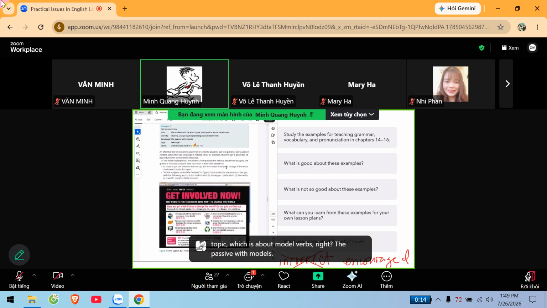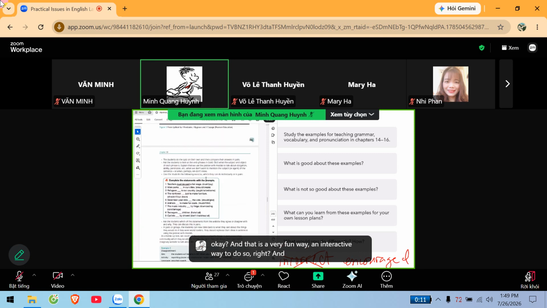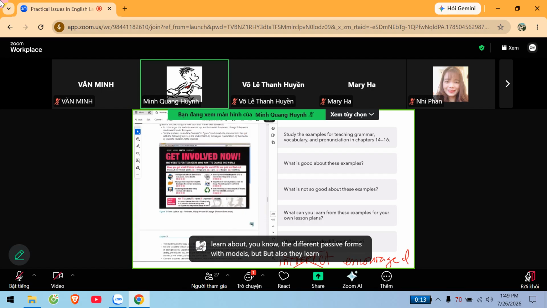So I agree with Group A that this is a very good example of how to teach grammar in context. And it is a very fun and interactive way to do so, right? The students not only learn about the different passive forms with modals, but also learn how to express their opinions and ideas, and think about the problems of the world. All right, good one. Thank you, Group A. Group B, tell us about your example.